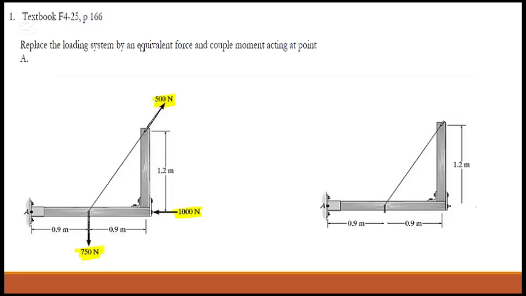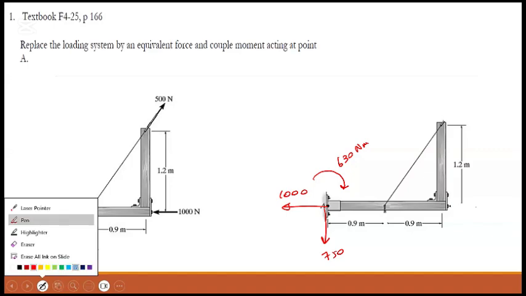So this 1000 is really easy. Am I right? There's no moment. Sliding. This is 1000 sliding. And this 750 you can take like this. And what is the moment of this one? 0.9 clockwise, 630. 630 Newton meters.